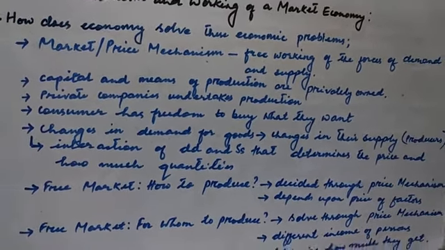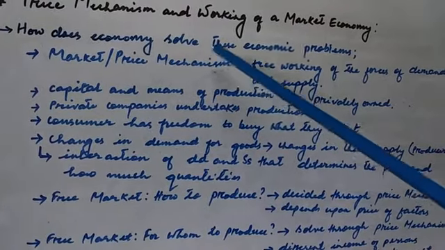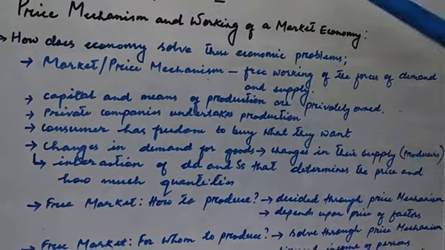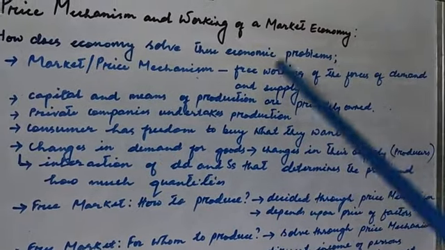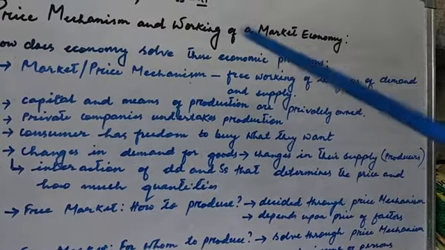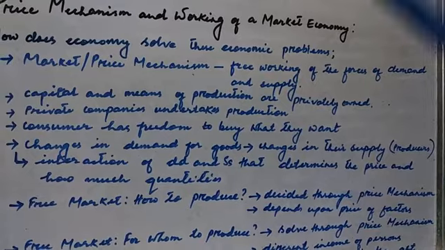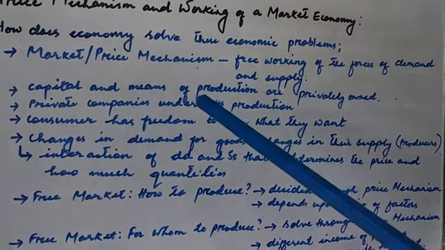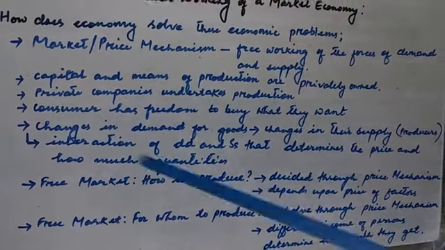consumers. So we have solved all the basic central economic problems through the price mechanism or market mechanism, that is, the free working of the forces of demand and supply in the entire market or economy. So the central economic problems are solved through the price mechanism, and I have explained how that is solved.